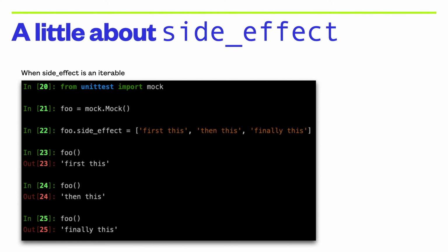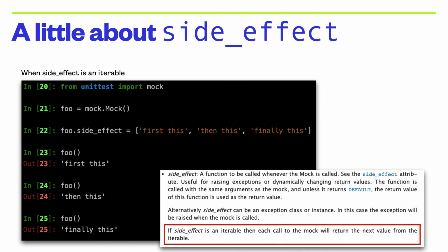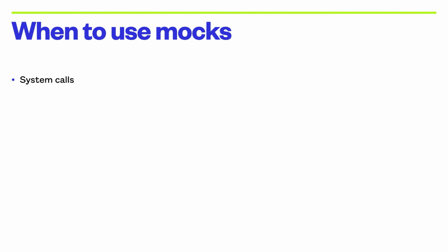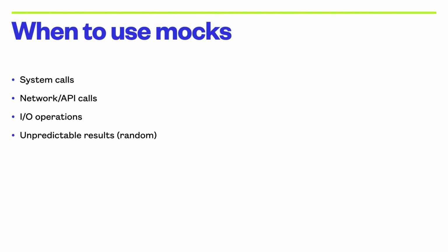This is very nice where you have some function that gives you different return values in the same test. How would you test that? You would test that by assigning the side effect to a list. This is from the docs of side effect. So let's get back to when we should use mocks: system calls, network or API calls, IO operations, and unpredictable results, because you need tests to be deterministic, so that each time it cannot change.